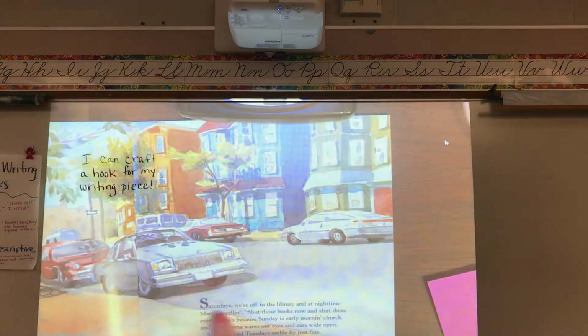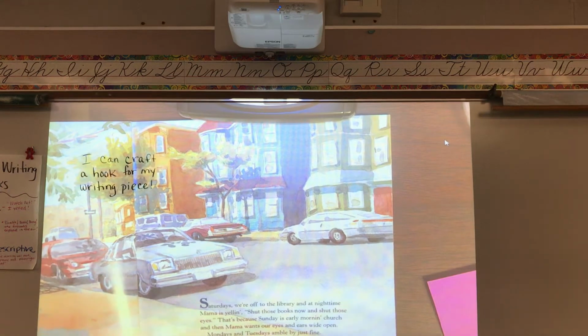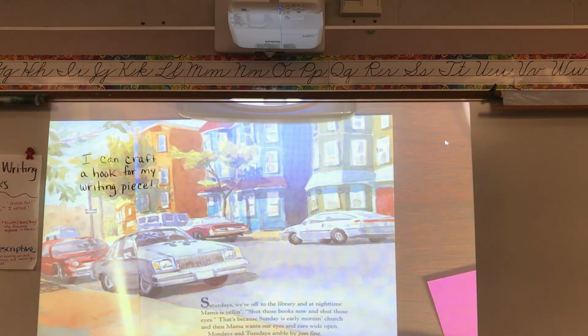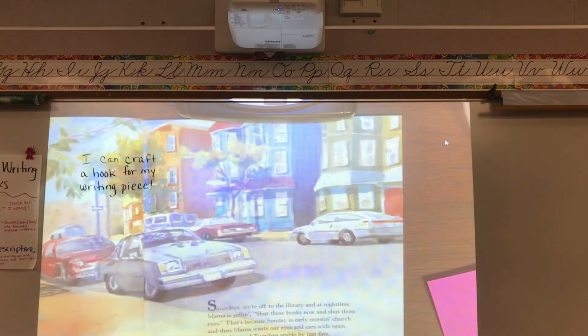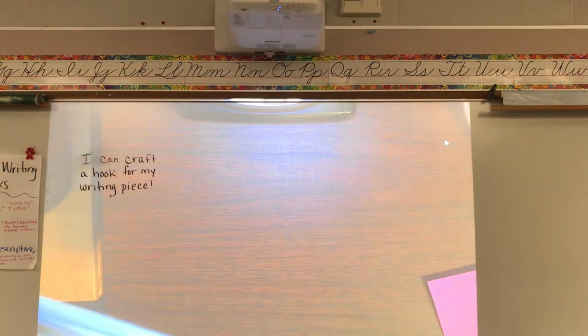It says, "Saturdays we're off to the library, and at nighttime, Mama is yelling, 'Shut those books now and shut those eyes.' That's because Sunday is early morning church, and then Mama wants our eyes and ears open wide." Okay, lots of description. It helps us picture what is actually going on. Here's another example.